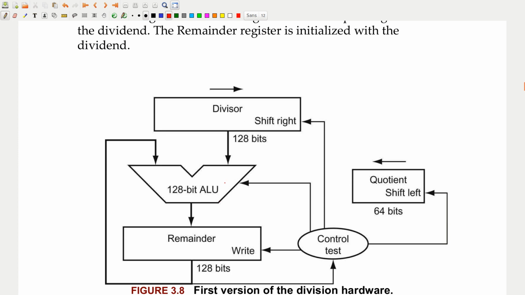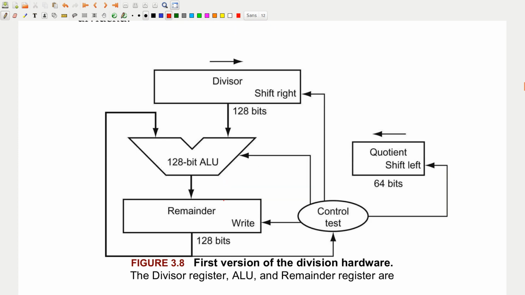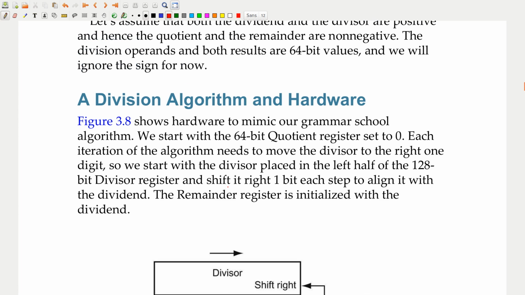Do they have some kind of oracle that tells them if it's going to lead you to a positive or negative remainder? Let's see. So figure 3.8 shows the hardware to mimic our grammar school algorithm. We start with the 64-bit quotient register set to 0. Each iteration of the algorithm needs to move the divisor to the right 1 digit, so we start with the divisor placed in the left half of the 128-bit divisor register, and shift right 1 bit each step to align it with the dividend. The remainder register is initialized with the dividend.